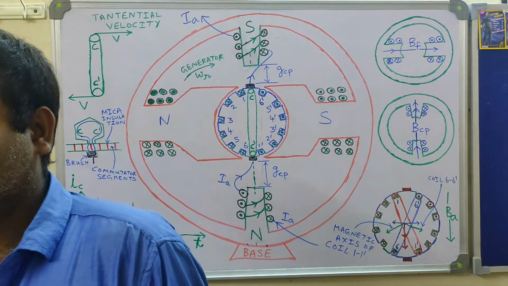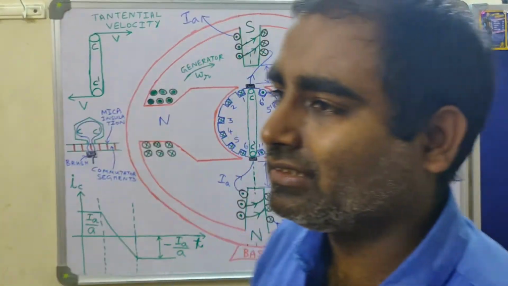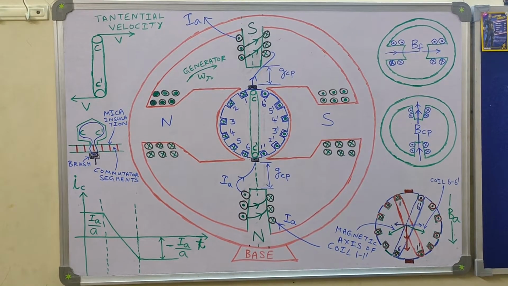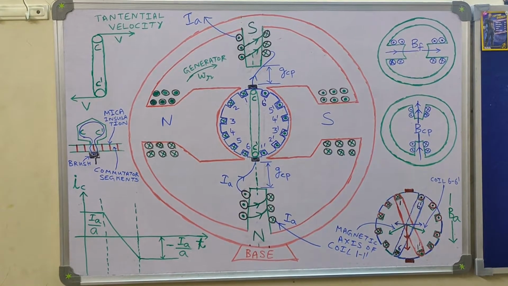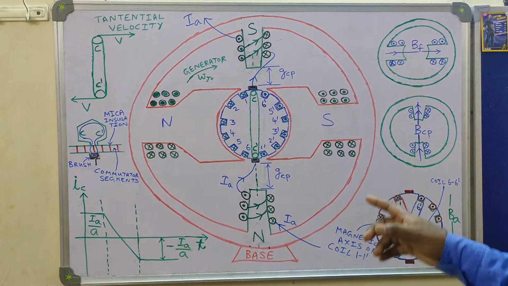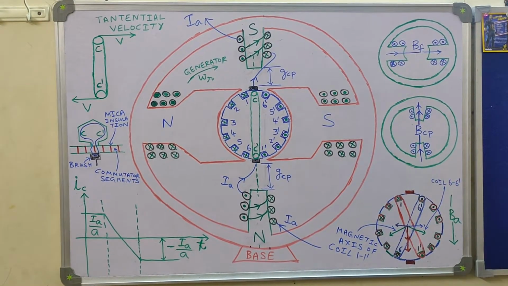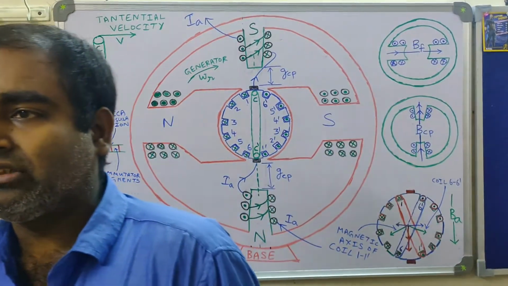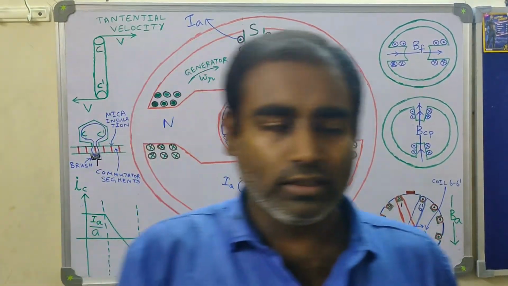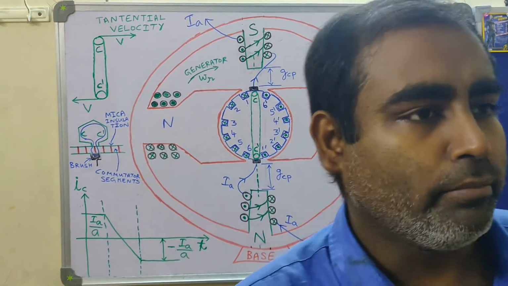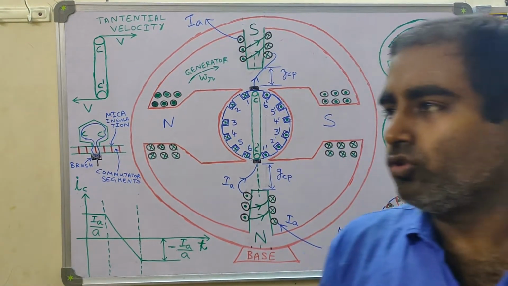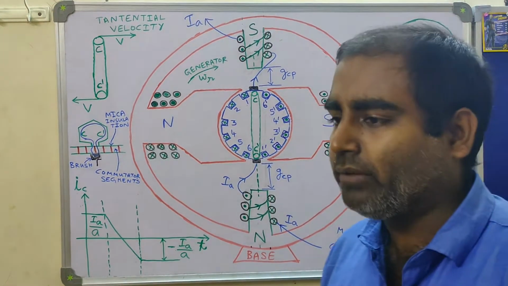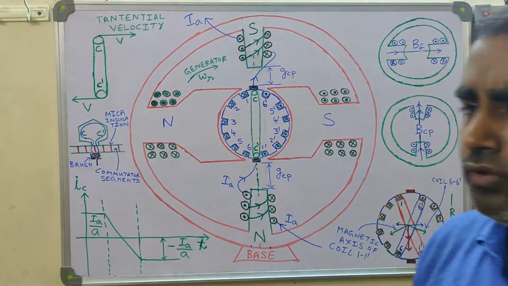If it is generating mode, there has to be a prime mover, and that prime mover will drive the armature core of the DC machine. The function of the prime mover, when the DC machine is operating as a generator, is that it provides the mechanical energy as input. So the shaft of the prime mover, you can take the prime mover to be a diesel engine for example.